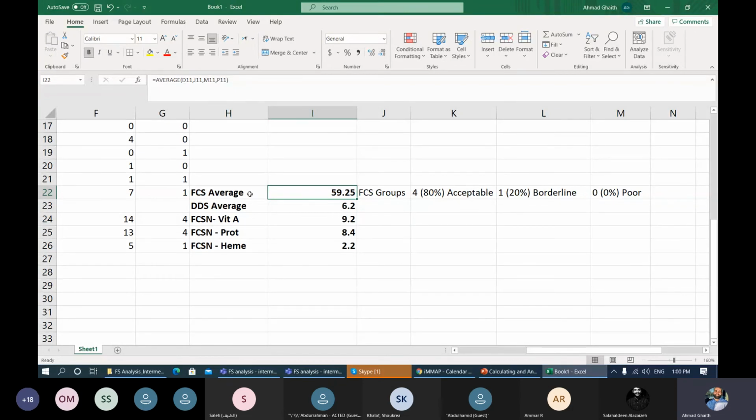It's important that when we look at the food consumption score, we can say that the average is acceptable. But this is a common mistake that we see a lot, especially with leadership in organizations. They just look here at the food consumption score, and that's it. If it's above 42, alhamdulillah, we're good. The population is above acceptable and we're good.